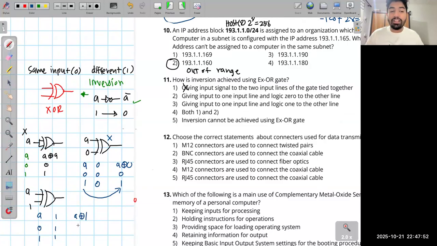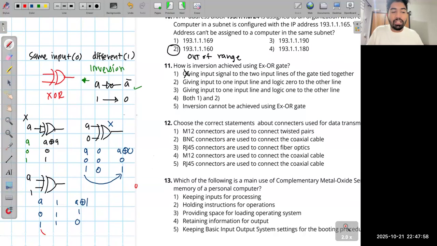0 and 1, different input, gives 1. 1 and 1, same input, gives 0. Check this out. It is the opposite of A, A bar. So A XOR 1 will give you A bar. So the answer for that question is option 1.